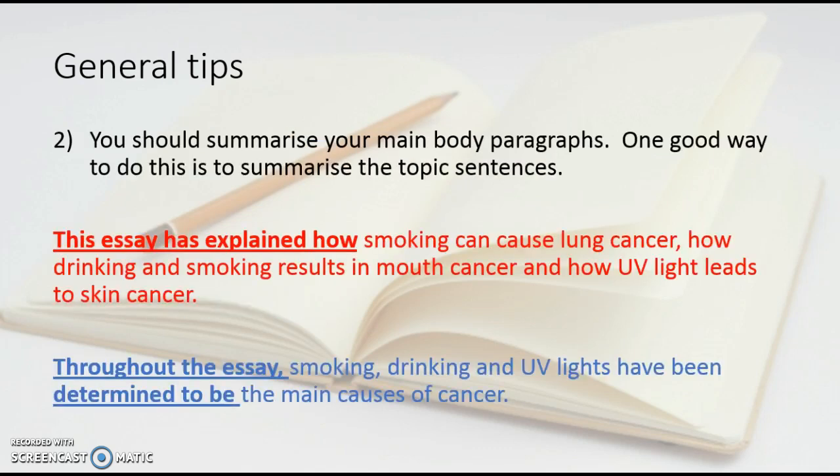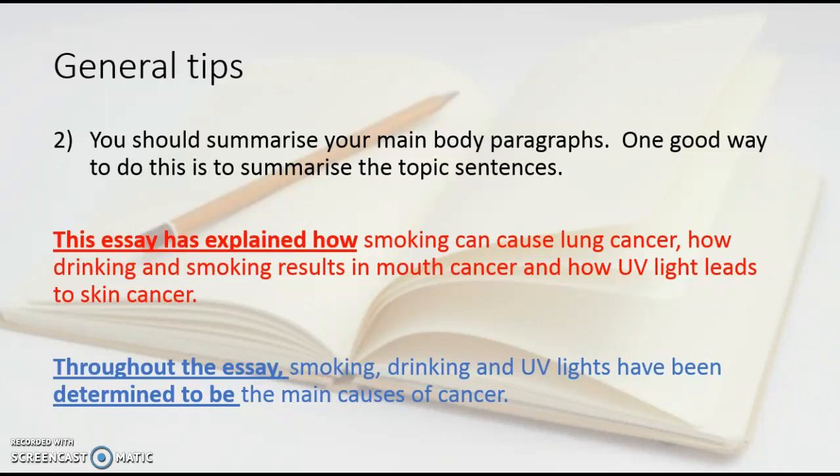And then in the second part, I would then summarize my main body paragraphs. And one good way to do that is to summarize the topic sentences. So, if I were to use this example, this essay has explained how smoking can cause lung cancer, how drinking and smoking results in mouth cancer, and how UV light leads to skin cancer. We can see clearly that I've probably written 3 body paragraphs with the topic sentences of smoking causing lung cancer, drinking and smoking causing mouth cancer, and UV light causing skin cancer. So we can see distinctly the 3 different topics that I've written about.